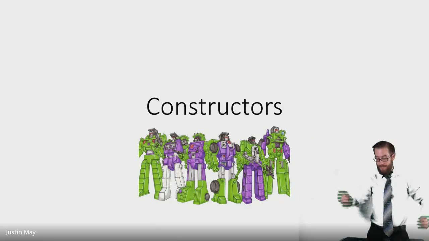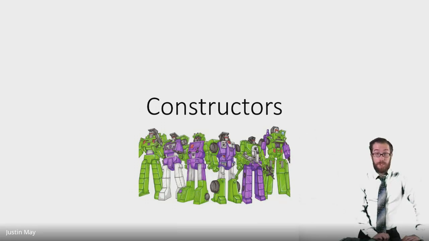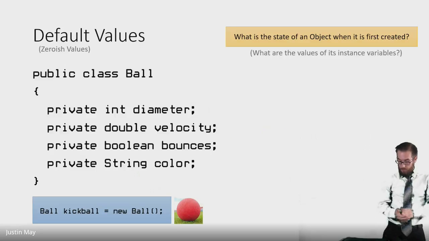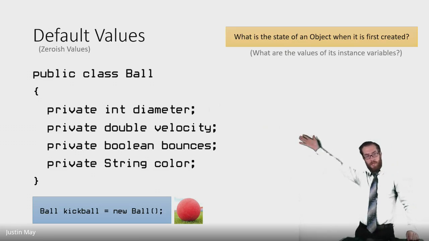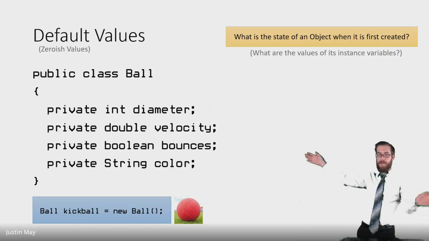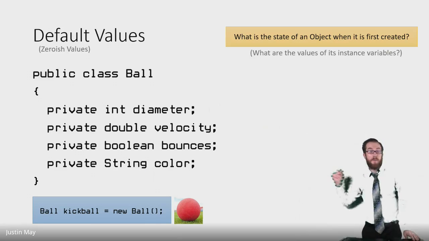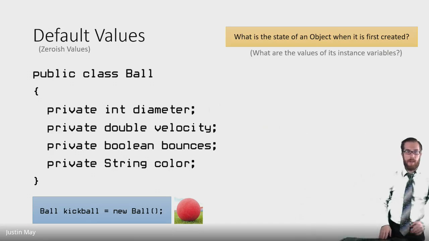Computer science. We've got more to talk about classes. Today we're going to talk about constructors. So if you've got a class with a bunch of attributes, here's our class Ball. It has 4 attributes: diameter, a velocity, so how fast is that ball moving, does the ball bounce, a Boolean attribute, and what color is the ball, which is represented by a string.